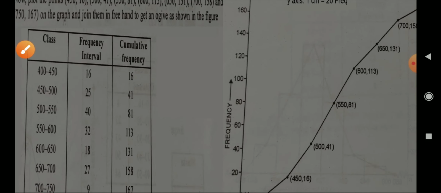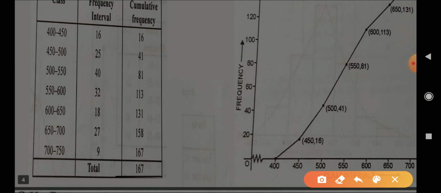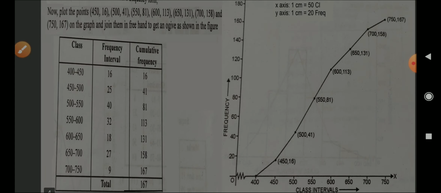Let me zoom in. So it becomes like this: 400, 450, 500, 550, 600, 650, 700, 750, likewise. And then we require to find the cumulative frequency. How do we find the cumulative frequency?